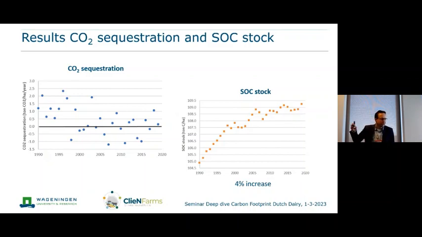And if we convert this to the soil carbon stock, we see that overall the average carbon stock on the dairy farms is still increasing, but at a lower rate. If we compare over the whole period, we are talking about a 4% average increase in soil carbon on an average dairy farm. So it's not a huge increase over time, which we are measuring. But of course, this is an average value, and for individual farms, the picture can be quite different.